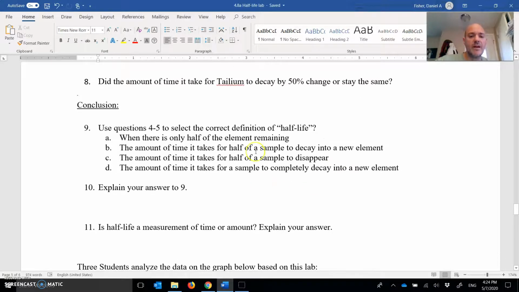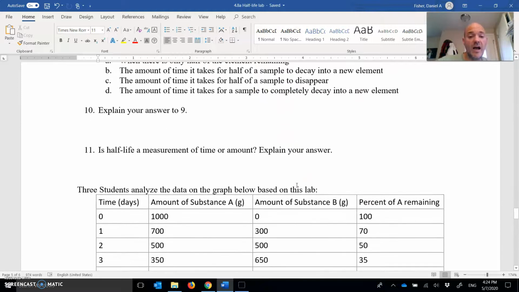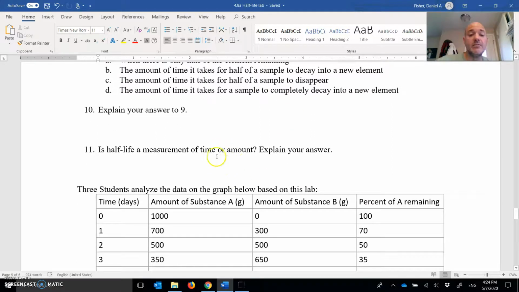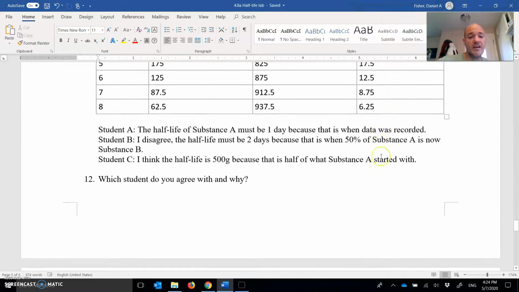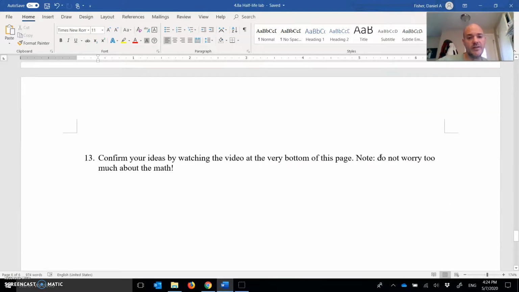And then I want you to come up with what you think is the correct definition for half-life and why. Explain, is it a measurement of time or a measurement of the amount of something? And then try and figure out that question right there.